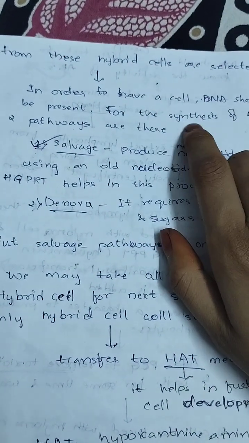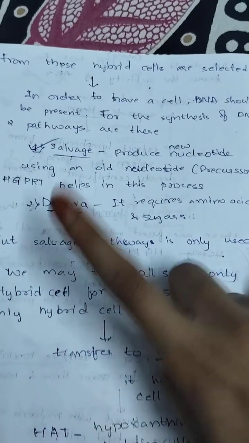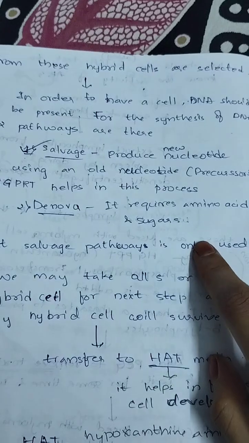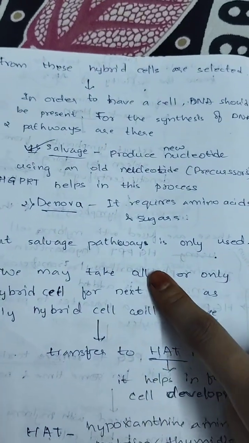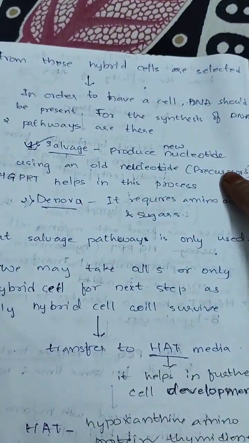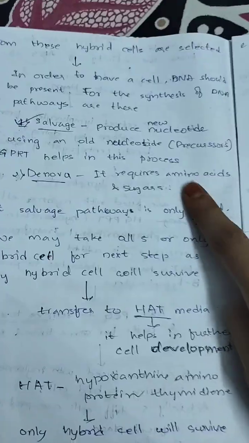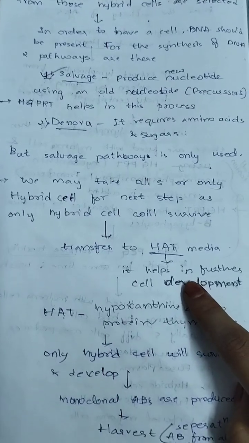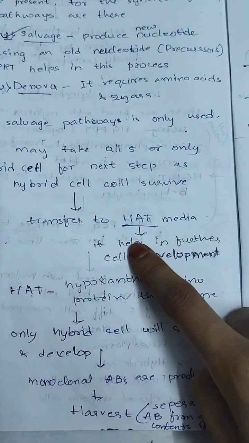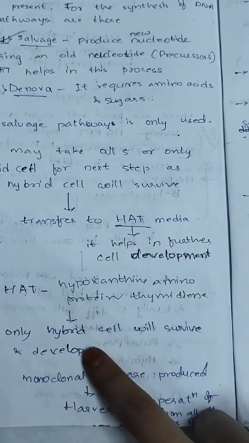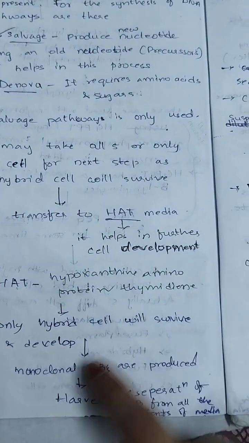For the production of hybrid cells, salvage and de novo processes are involved. In salvage, old nucleotides are used, while in de novo, sugars and amino acids are used. But we use salvage in this process. HGPRT helps in this process. Then hybrid cells are transferred to HAT media, hypoxanthine aminopterin thymidine media. Only hybrid cells survive.